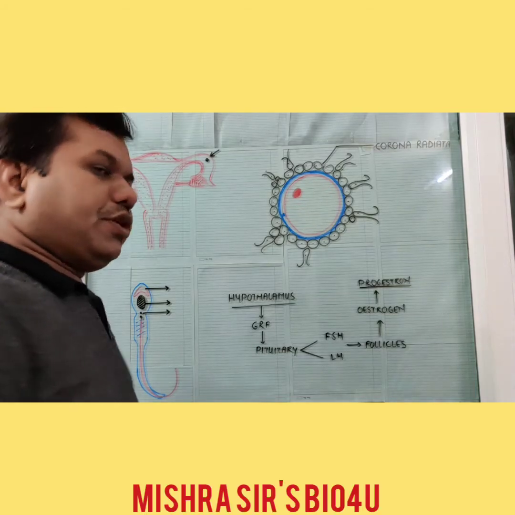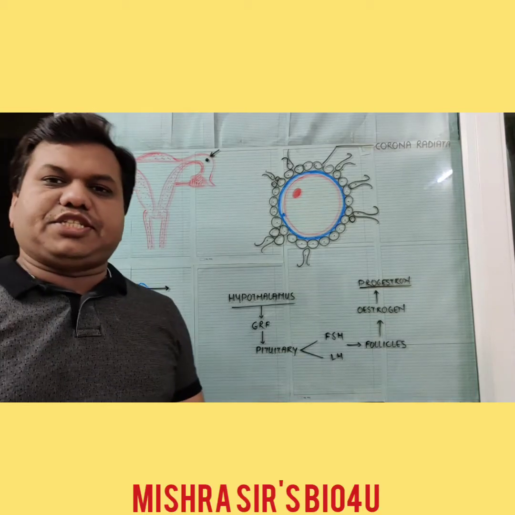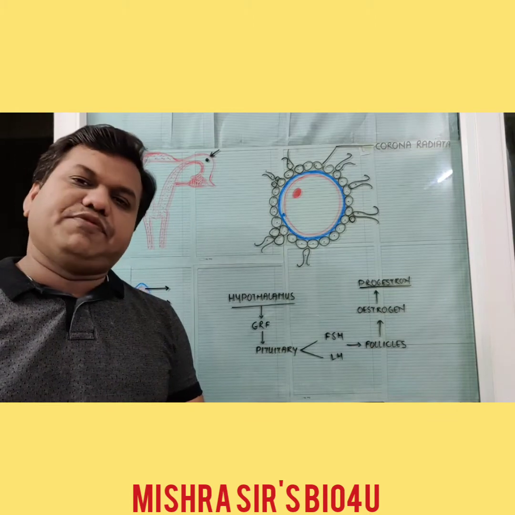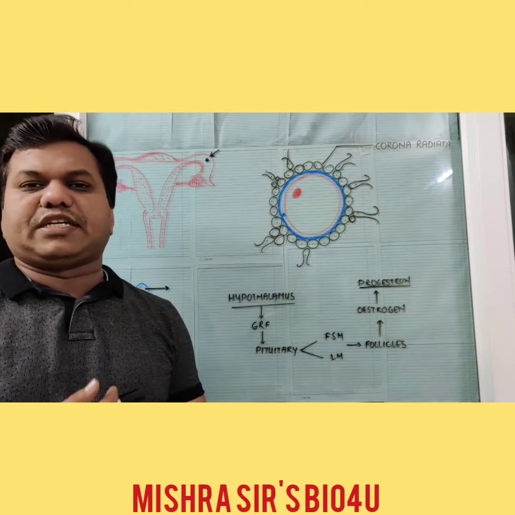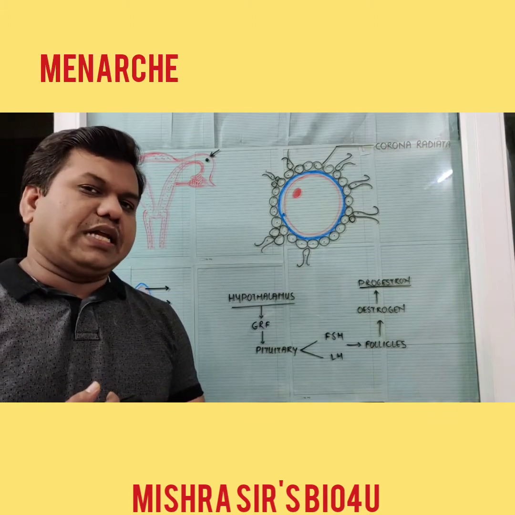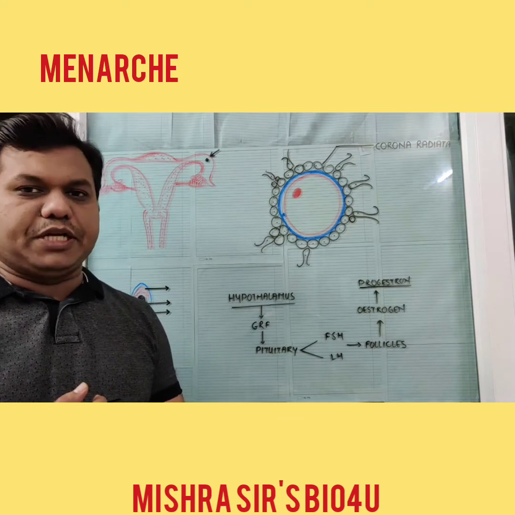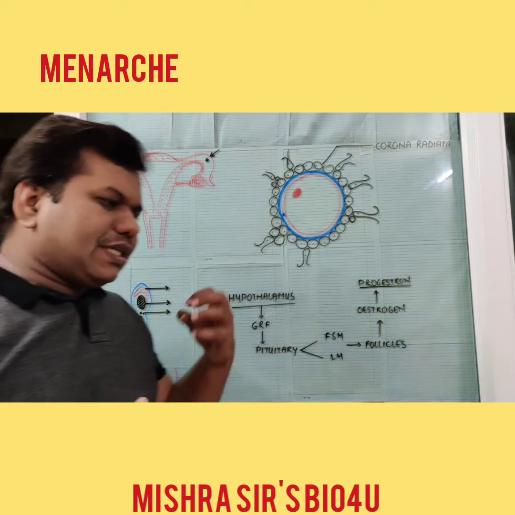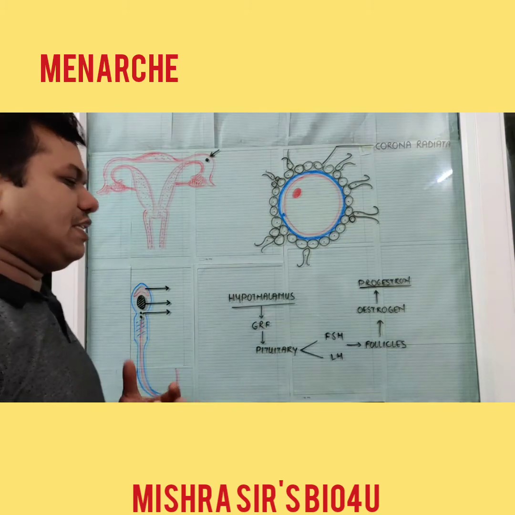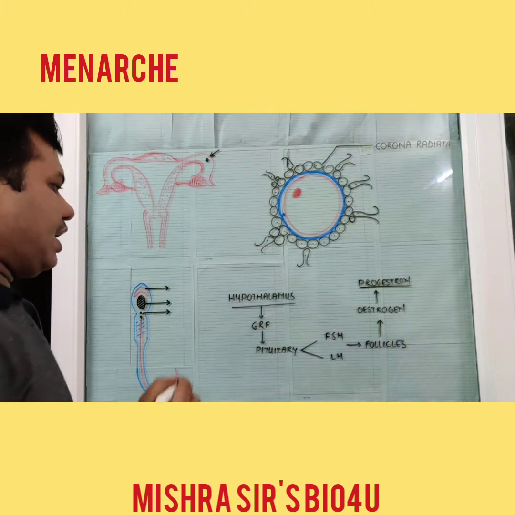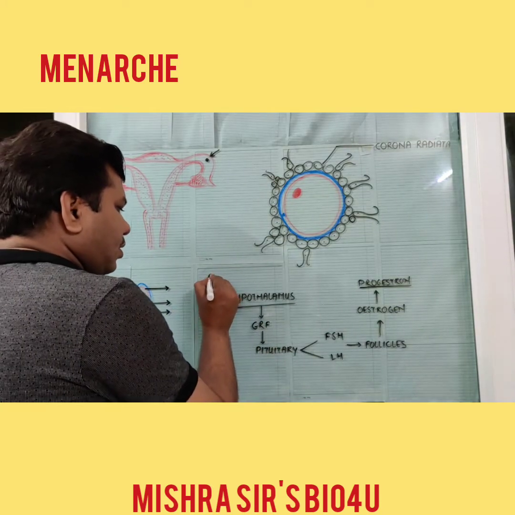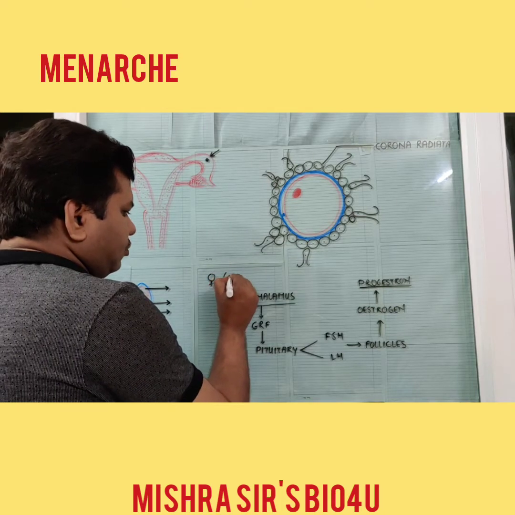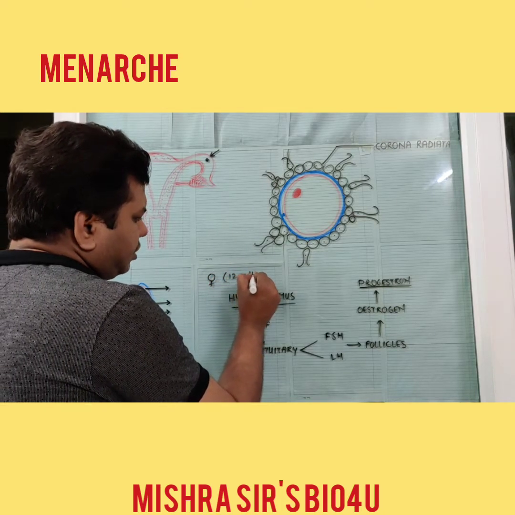Yes. Now, if you recollect, last lecture we were talking about the menstrual cycle, in which we learned the first menstrual cycle is called menarche, while the last menstrual cycle is called menopause. Now, I will tell you how the first menstrual cycle starts. When a girl child reaches the age of around 12 to 14 years.